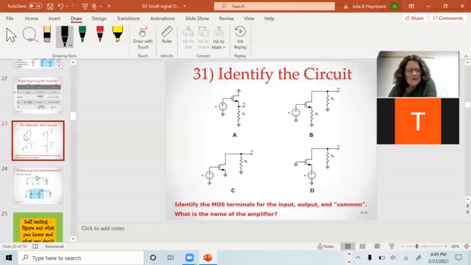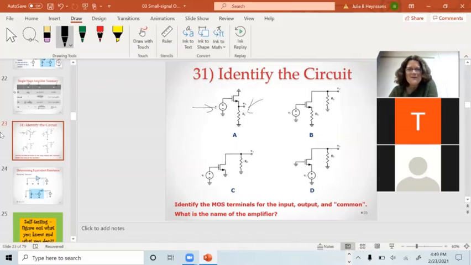Okay. We're on the slide that has a big 31 at the top. If you look at circuit A, you have an AC input on the gate. You have an AC output on the source. The common terminal right now is the drain.